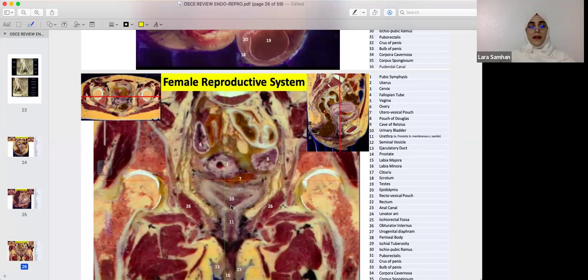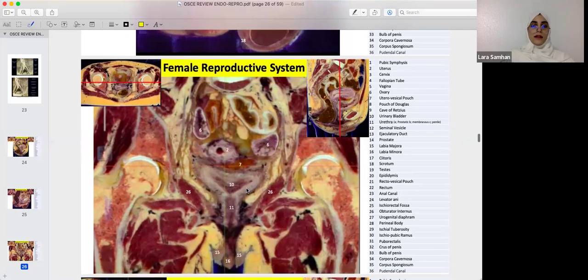Okay, so this is another tip and trick to get the correct answer by identifying any other structure you might know, or by knowing if this structure is available on the left and right as well. What's the structure in the pelvis available bilaterally? It is the ovary, in terms of the female reproductive system.